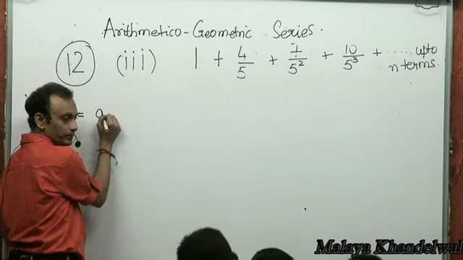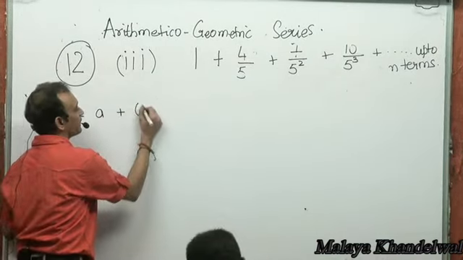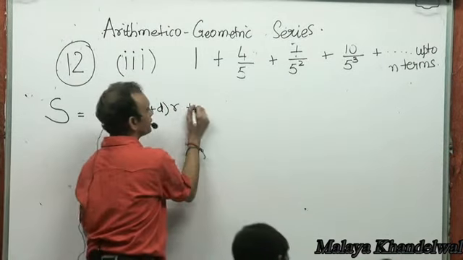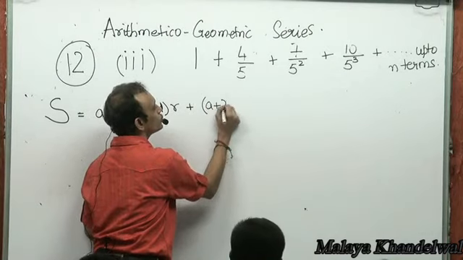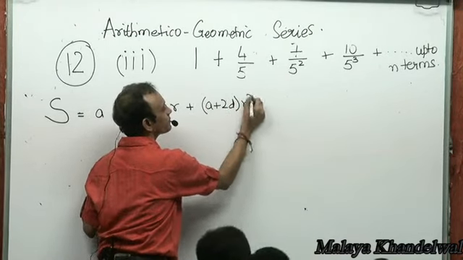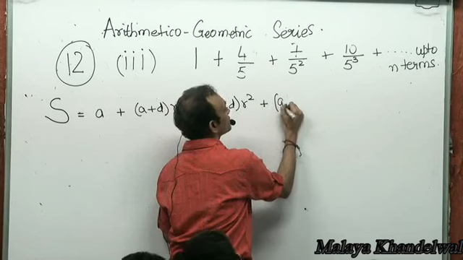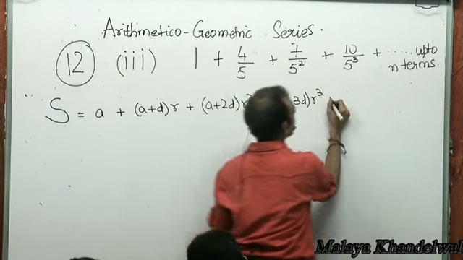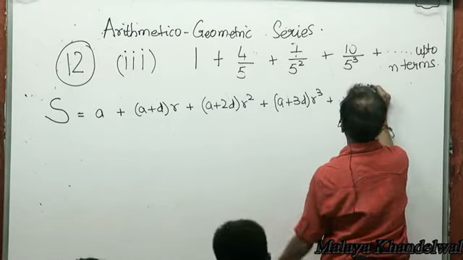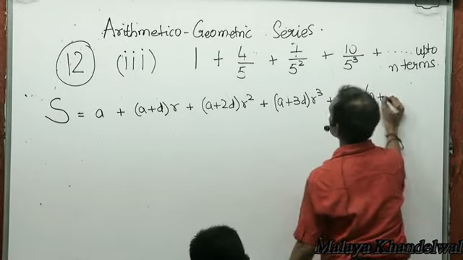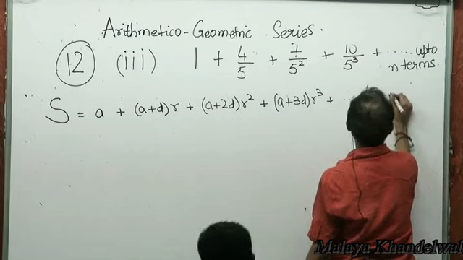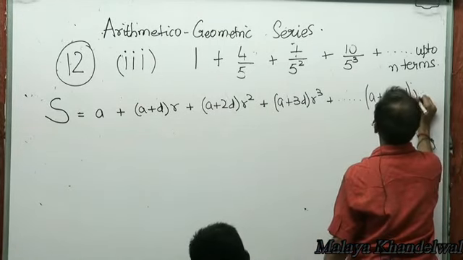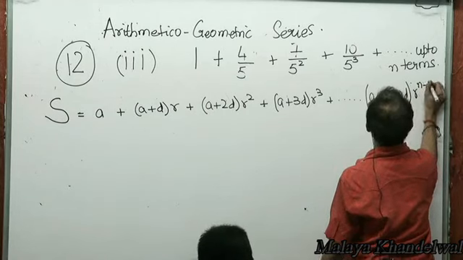A term A, and then A plus D into R, then A plus 2D into R squared, A plus 3D into R cube, up to A plus n minus 1 into D, the nth term of the AP series, into R to power n minus 1. Yes or no?